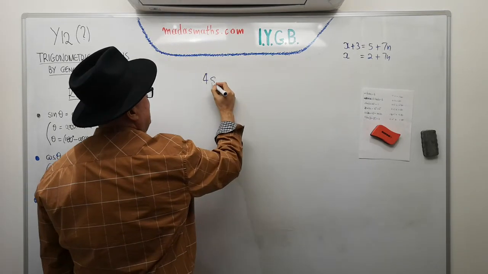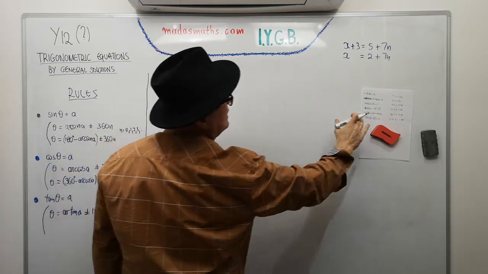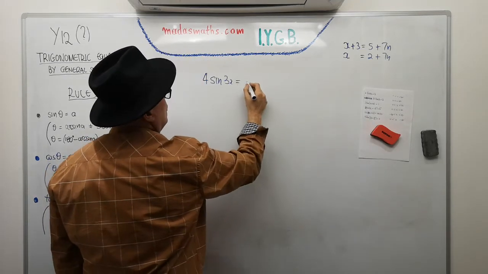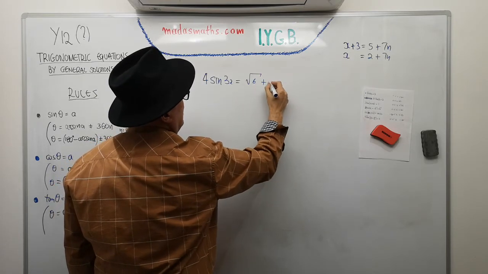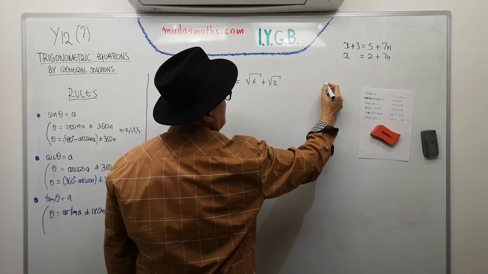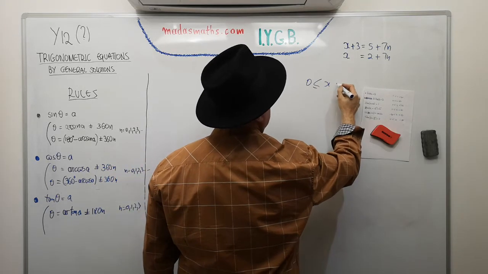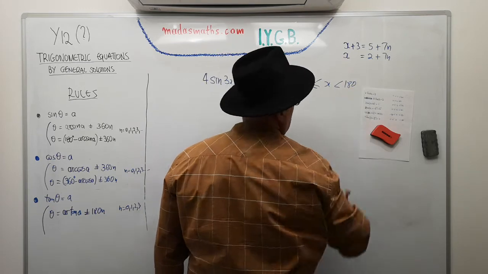So the next question is 4. The sine of 3x, the argument is 3x, perhaps I should put in a bracket, is equal to the square root of 6 plus the square root of 2. And the solution interval is 0 to 360, no, to 180 for this one.